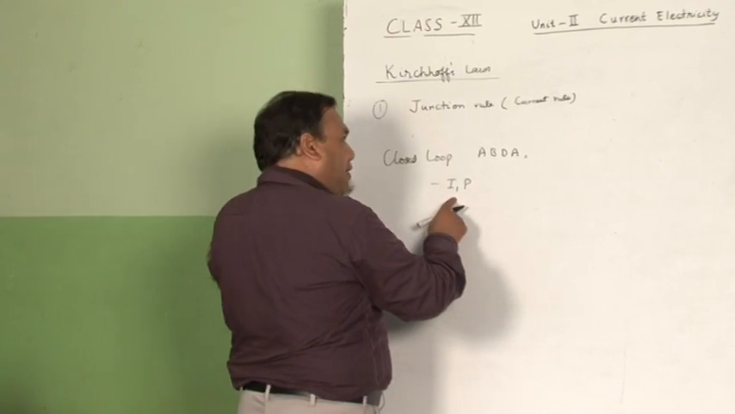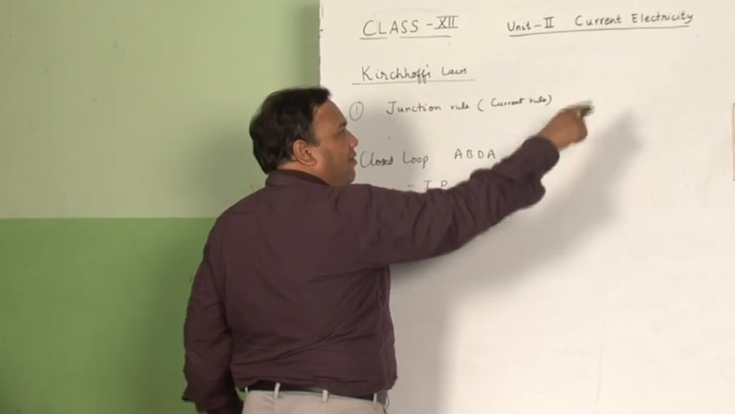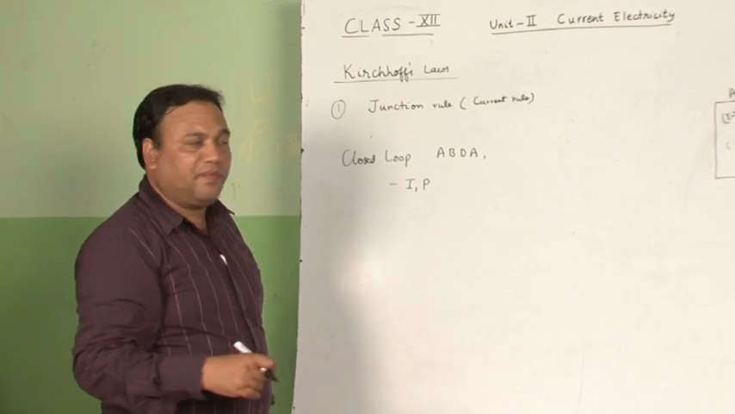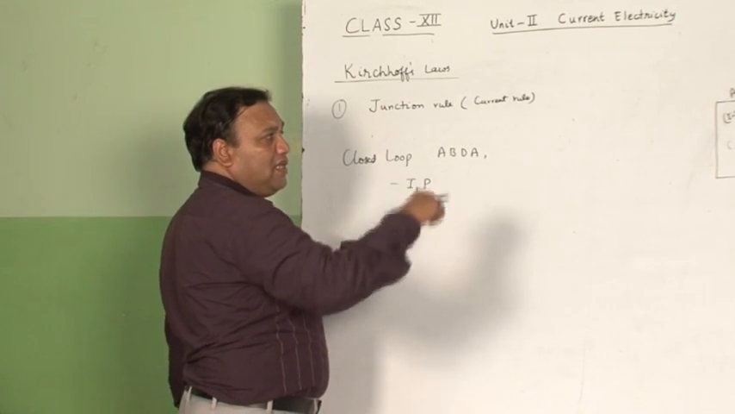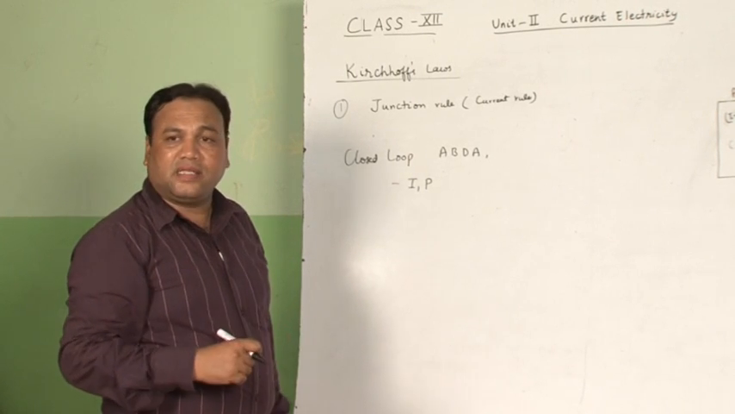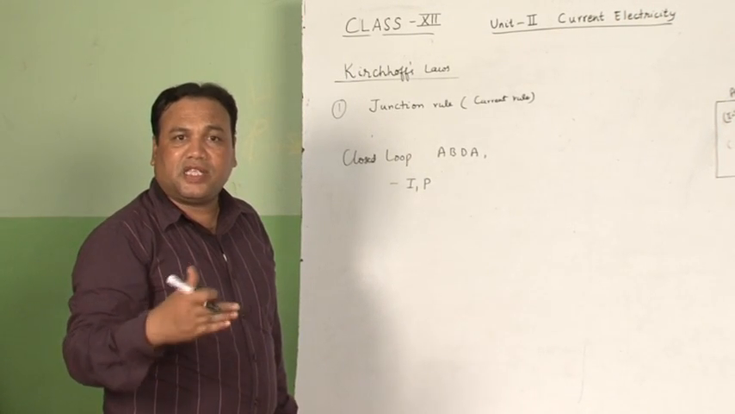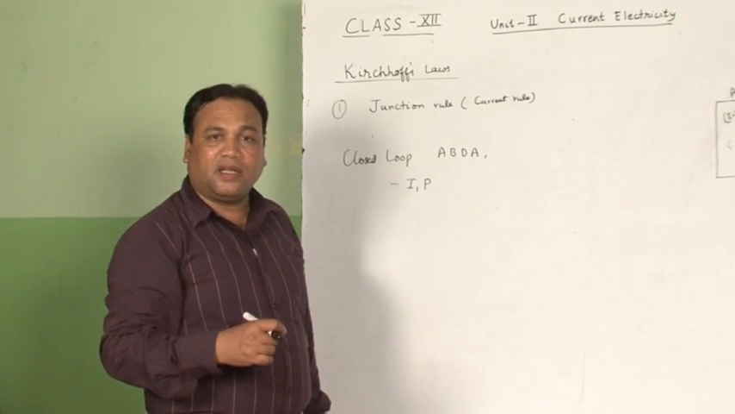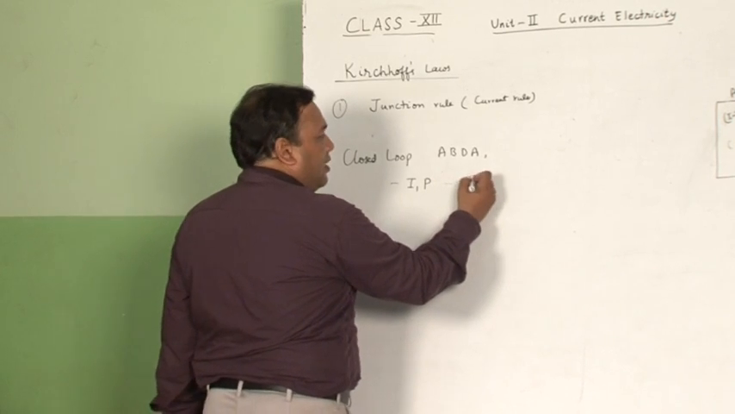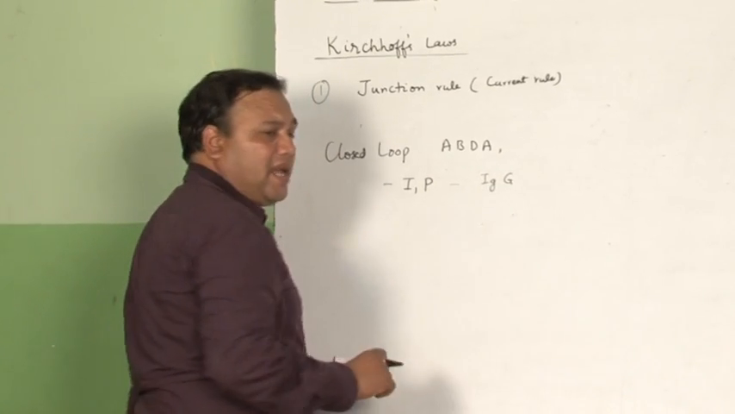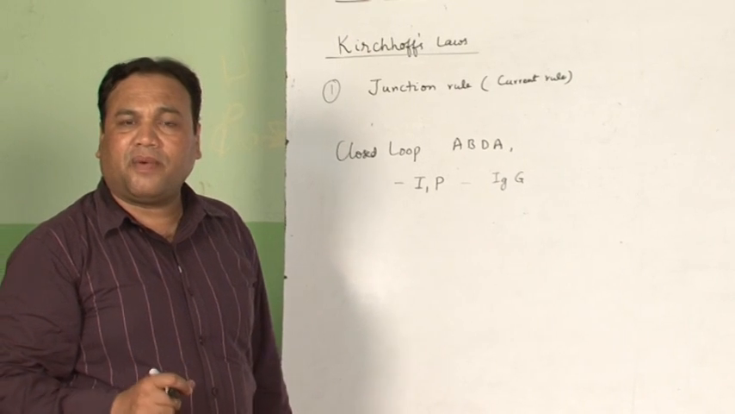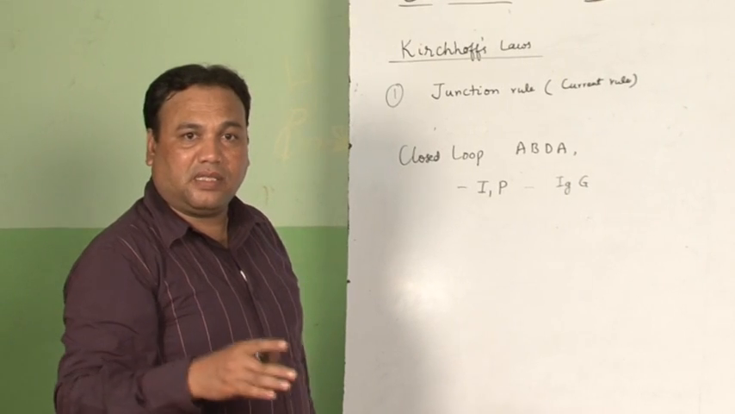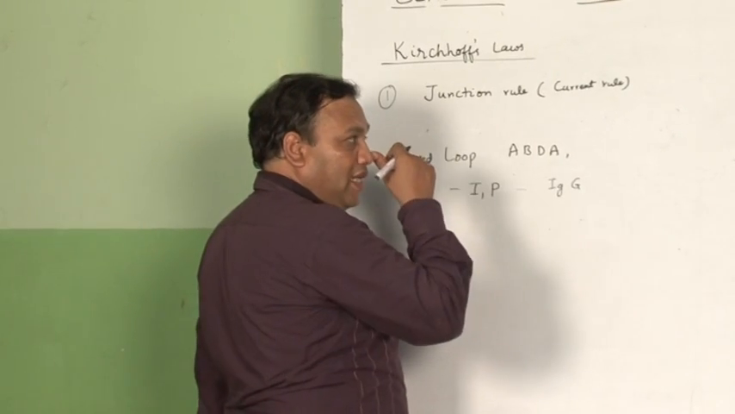So minus I1 into P, then we have reached the point B. From point B to point D again we have to travel. In that branch BD, current Ig is flowing. If capital G is the resistance of the galvanometer, then the product of current and resistance, Ig into G, is the potential drop across the galvanometer. Therefore, minus Ig into G, because it is in the direction of current. We have reached the point D.